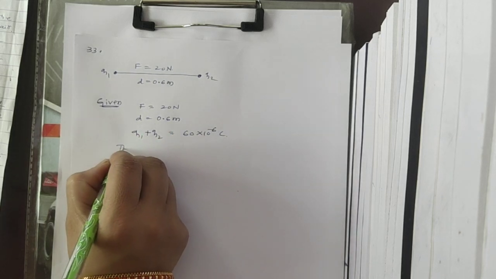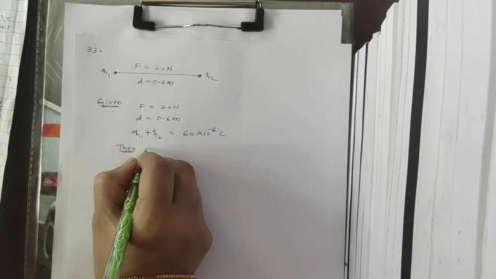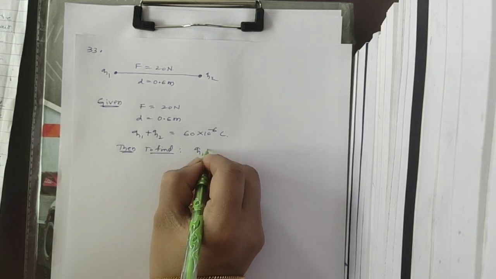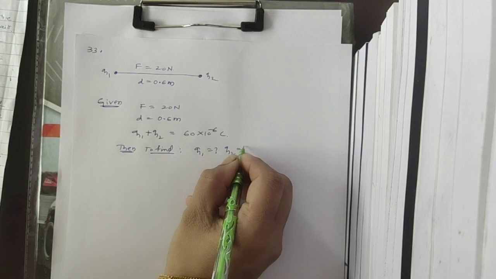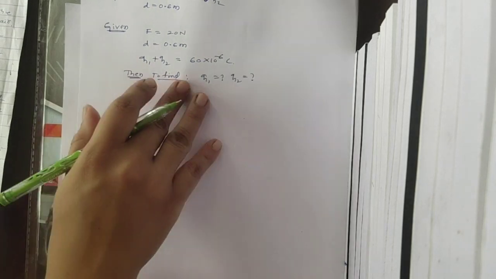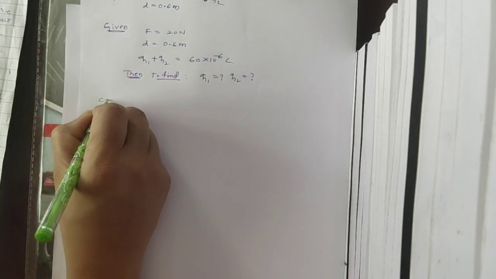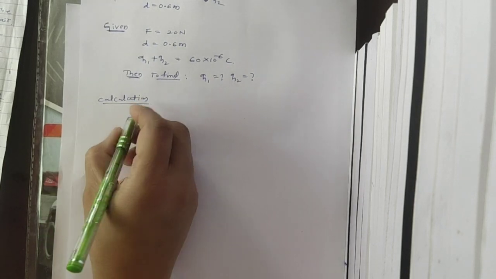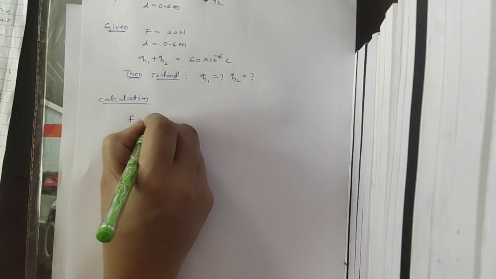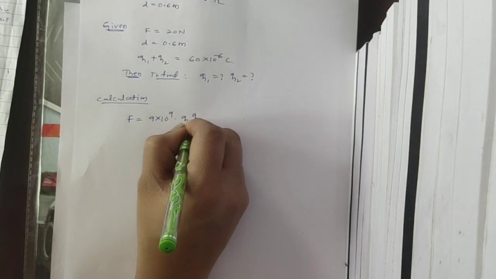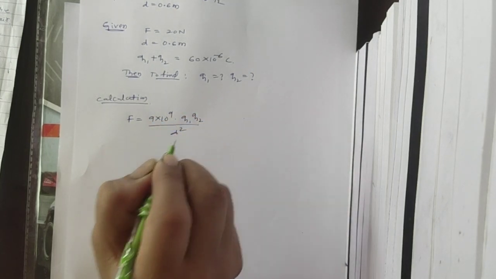Then we have to find Q1, how much, and Q2, how much. Okay, we will solve. Calculation. We use the formula F equal to 9 into 10 to the power 9 Q1 Q2 divided by D square.